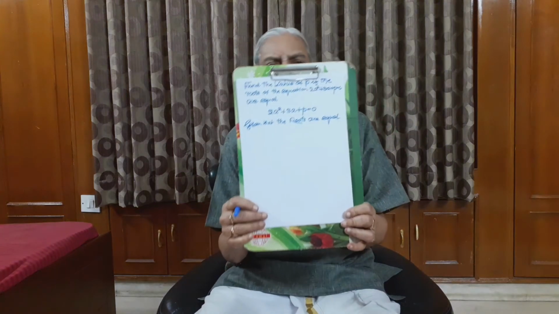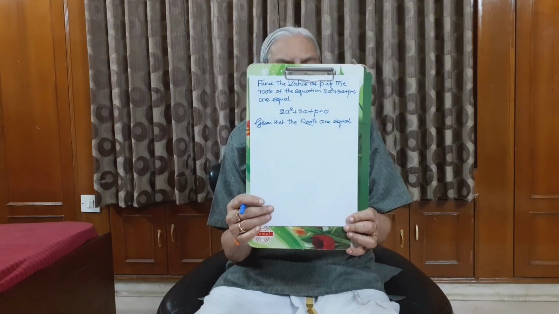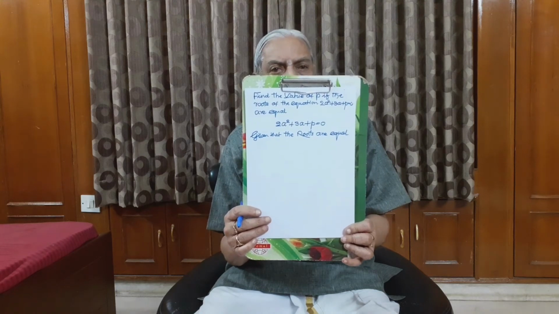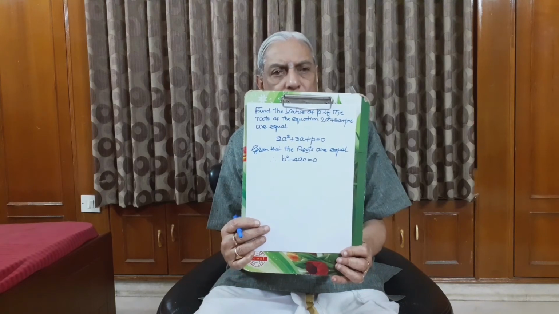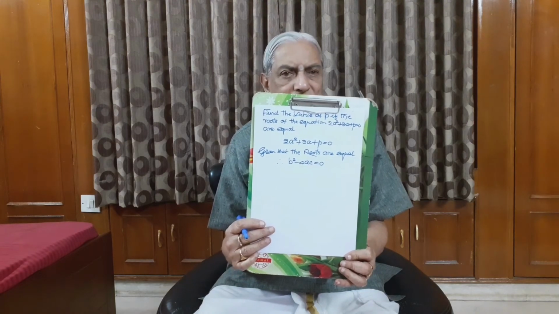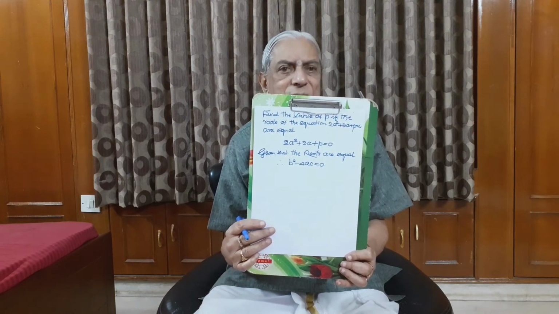Given that the roots are equal, find the value of P. So first of all, write the condition. Given that the roots are equal. If the roots are equal, what is the condition? Therefore, b squared minus 4ac equals 0. I hope you understood. b squared minus 4ac is equal to 0. So substitute for a, b and c, and get the value of P.